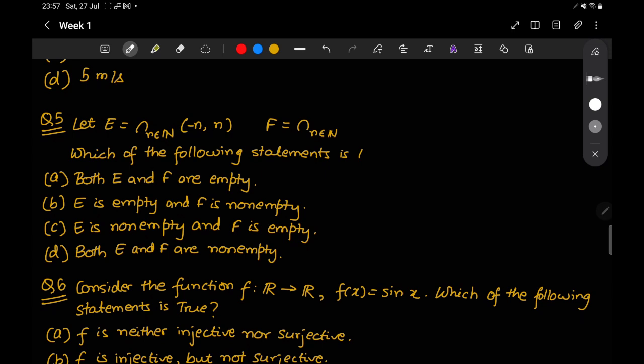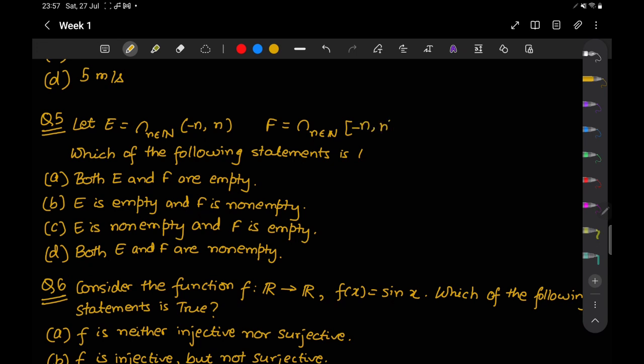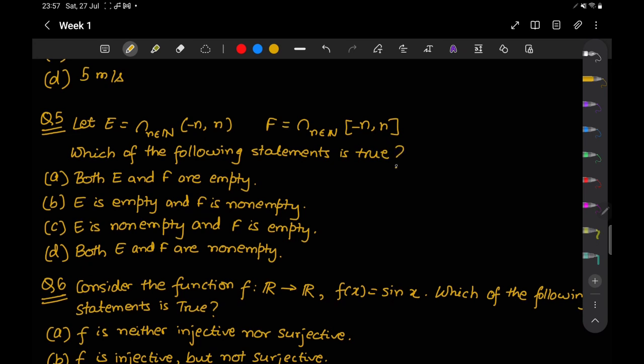So let E be equal to the intersection of sets of the form minus n to n. Sorry, this question is a little bit incomplete. I forgot to write for F. Yeah, now it is complete. So E is the intersection of sets from minus n to n with parentheses, that is open brackets, and F is the intersection of the sets minus n to n with square brackets, or closed. Then which of the following statements is true?